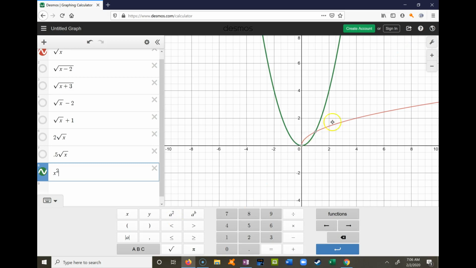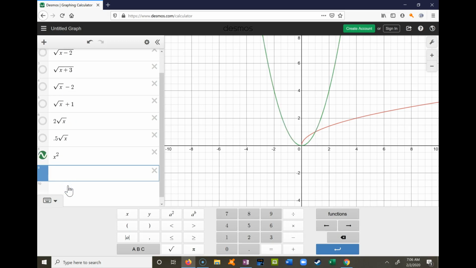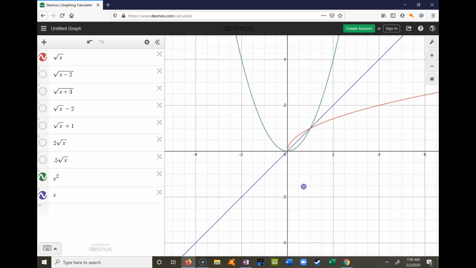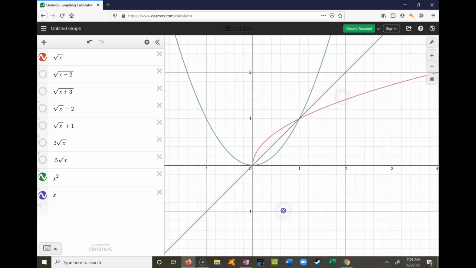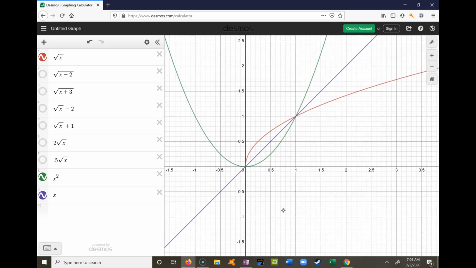So you can see that, and if we throw in the line y equals x, you can see that that's a reflection across, especially if we zoom out a little bit. You can see that the red line is a reflection across the green line. So that reminds us of that inverse relationship we were talking about before.